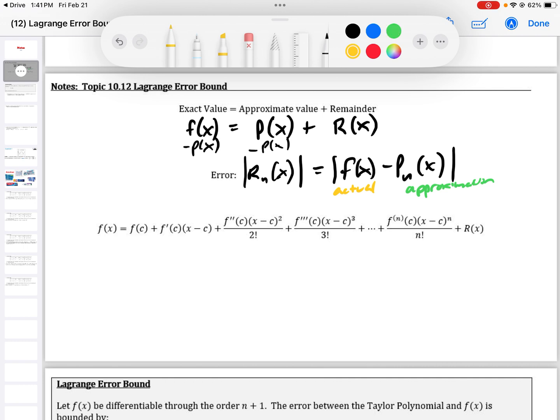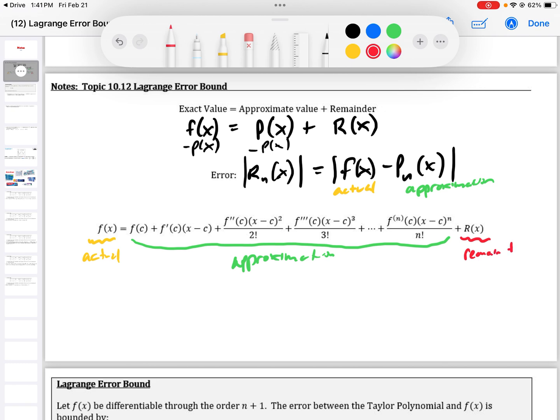So our actual function value, this is the actual value, that is equal to our approximation. This right here, that's your Taylor polynomial, right? That's how you write a Taylor series. So this is the approximation plus the remainder, which is what we just wrote a second ago, right? Remainder.